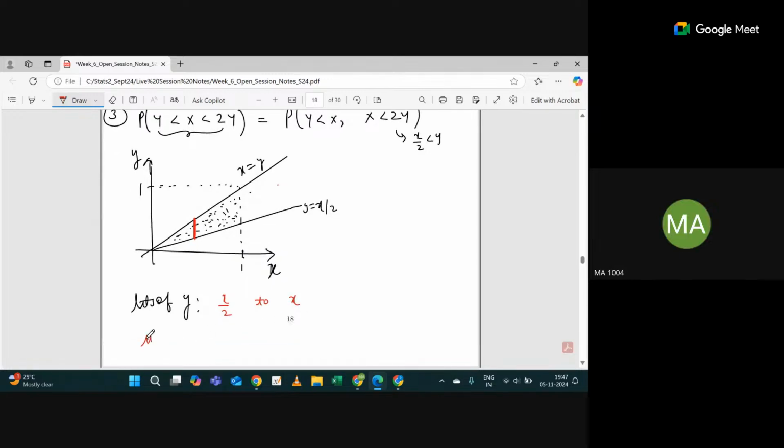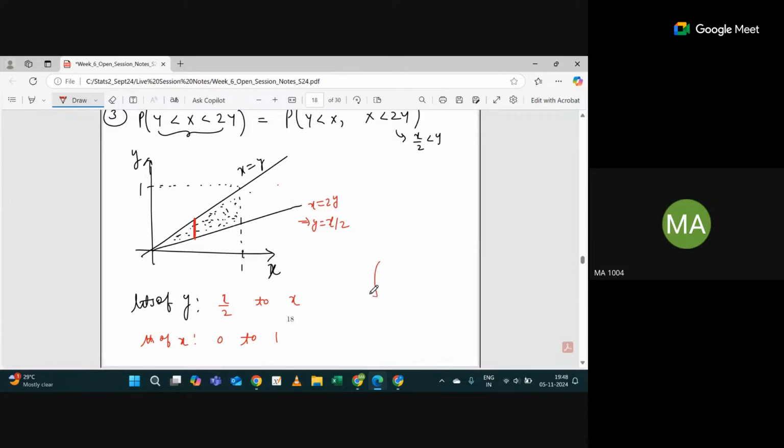What are the limits of x here? x is, as always, 0 to 1. Is this clear? The thing we have to find: actually, I wrote y equal to x/2. This line is basically x equal to 2y. So I wrote it just to get y equal to x/2. That's all. Okay, is this clear?